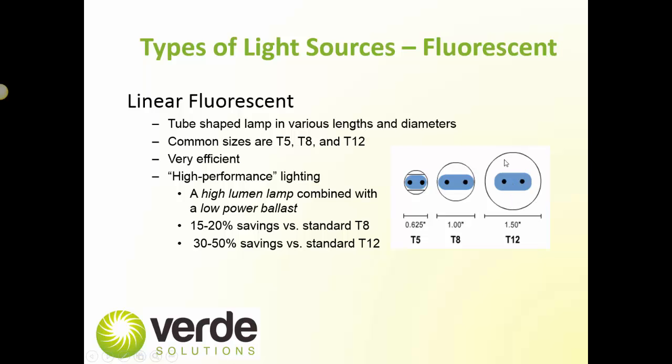So T12s are incredibly inefficient. T8s are the next best, and we do a lot of retrofits where people switch from T12 to T8. Then T5 is a higher output that you'll see in a lot of high bay applications, like the slide that we just showed.